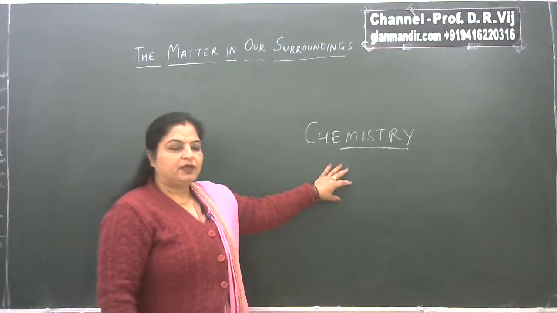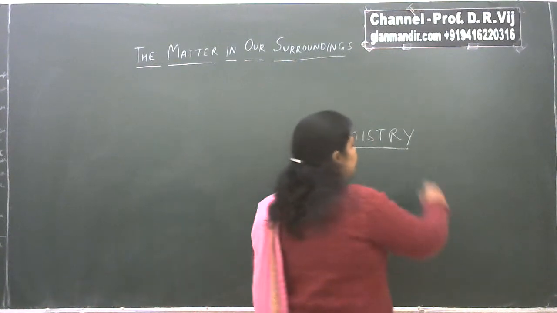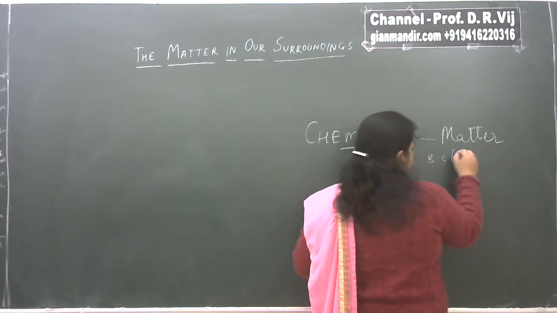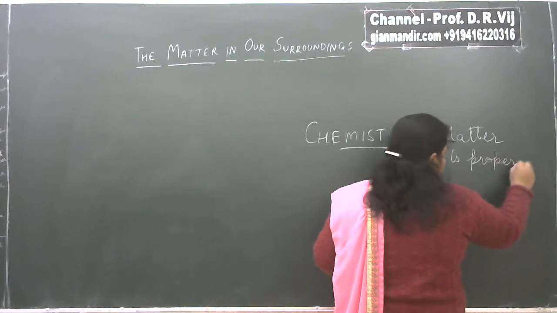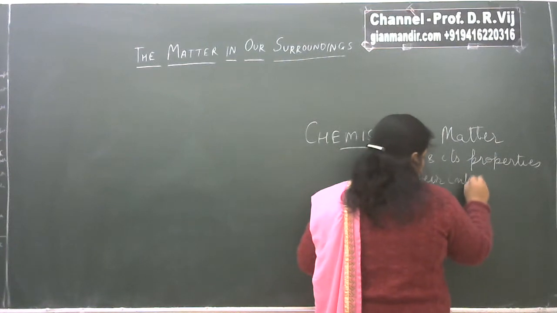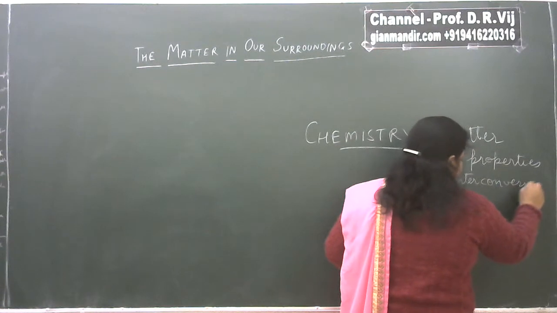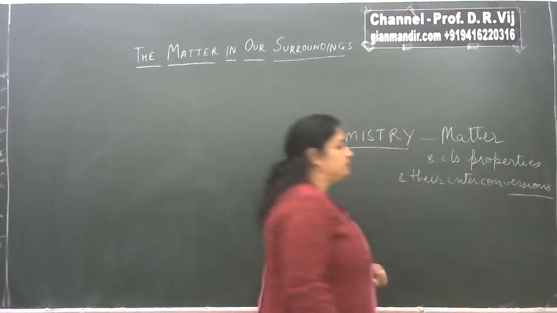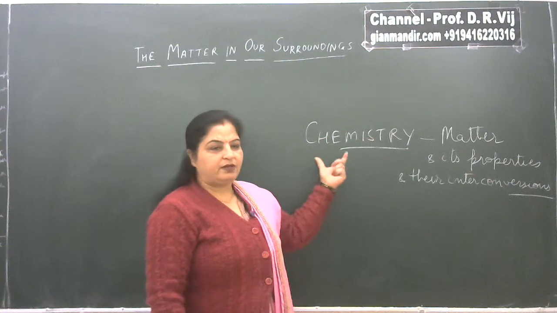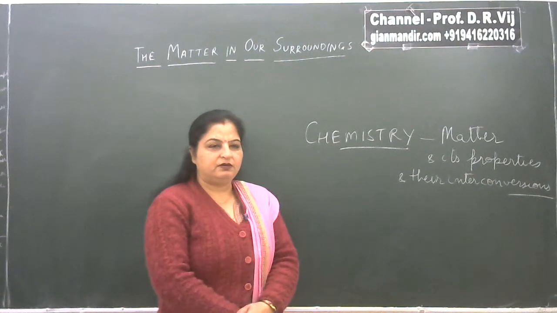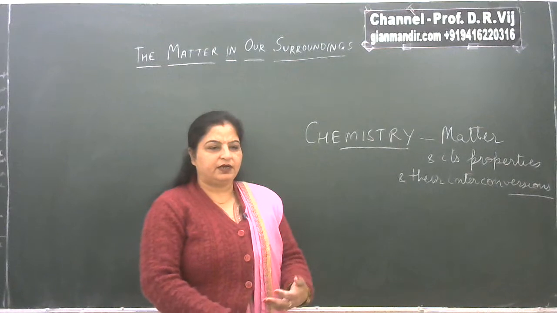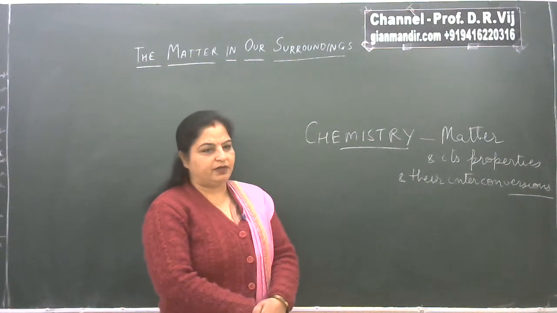So what is chemistry? Chemistry is the branch of science which deals with the study of matter and its properties and their interconversions. That all we are going to study under chemistry. So chemistry is that branch of science where we are going to discuss the matter, the various forms of matter, the properties of matter, and how the different forms of matter react to form a new product and how all that process takes place. That all is the part of chemistry.